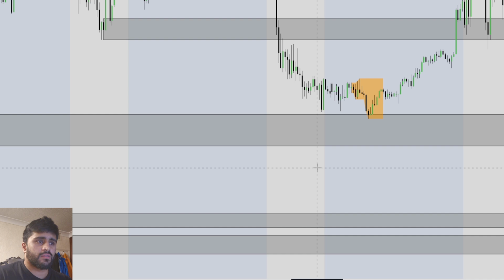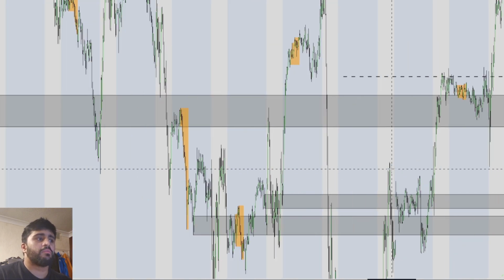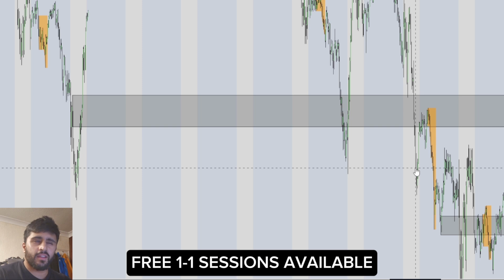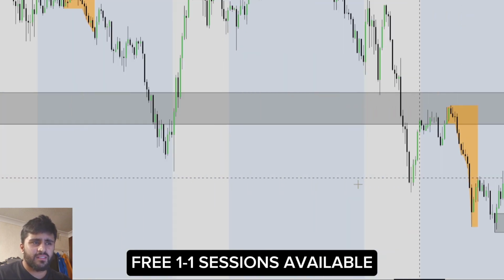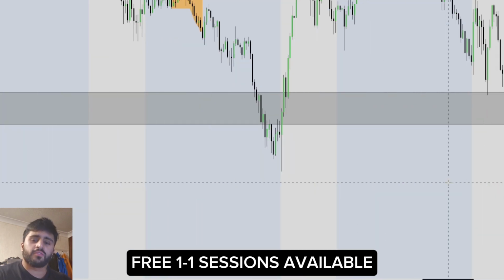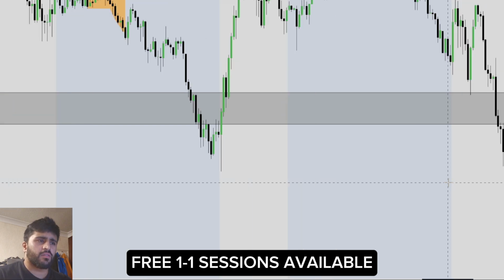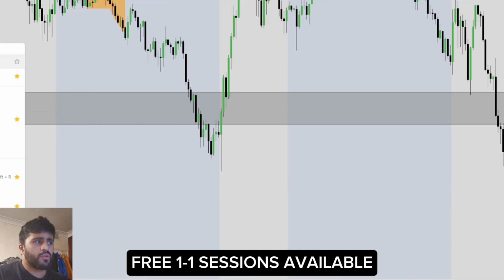So if we just get rid of replay, what we're basically looking for is we want to see how the market reacts to these zones. So it's a little bit like support and resistance, but the only difference here is that you are using the order flow to back it up, right? So I'm going to be breaking that down in a lot of detail in this video. You want to use the order flow to back it up.